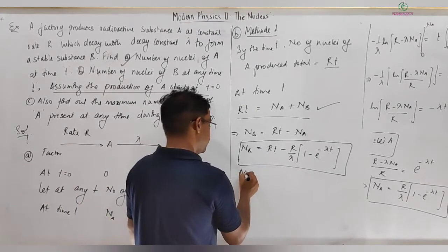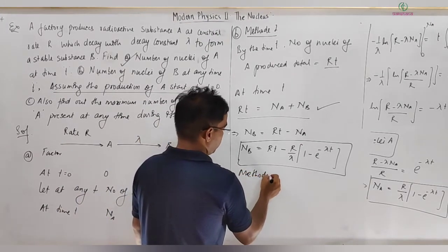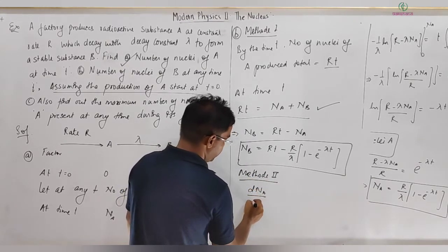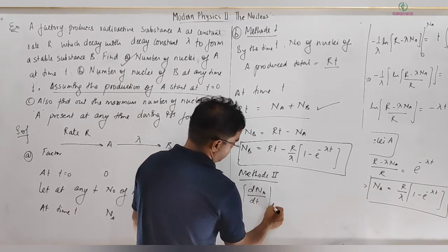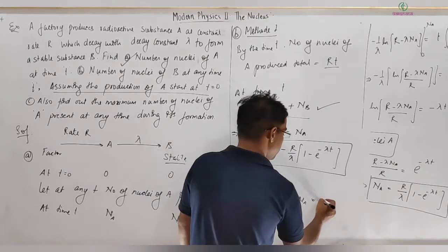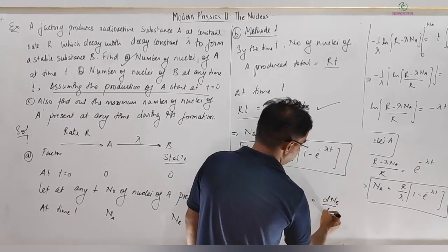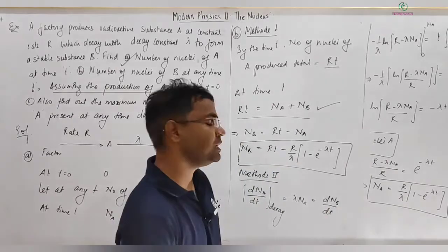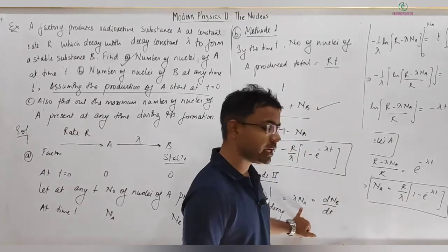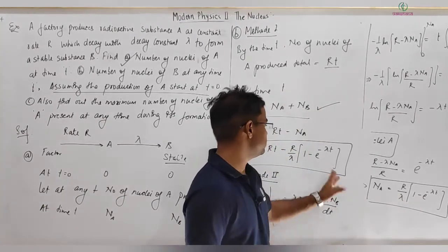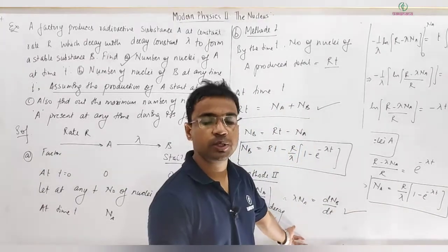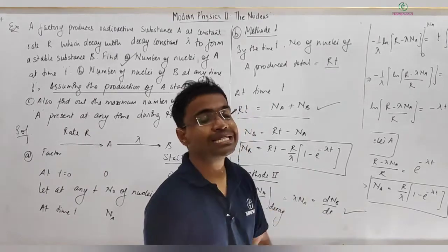Another method, you can write dNA by dt, this is decay, that is equal to lambda into NA. This should be equal to what? dNB by dt, the rate at which NB is being produced, right? NA I already got, substitute NA and then integrate, you will get exactly the same result. So this is another method. I am not going to solve it to the final step, you can try it, you will get exactly the same answer.